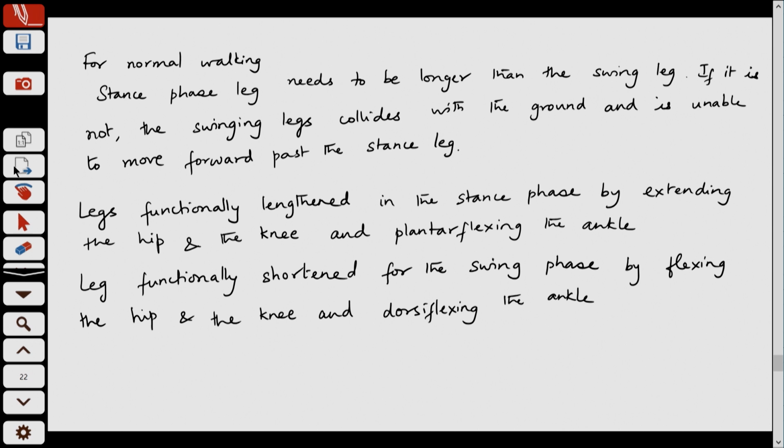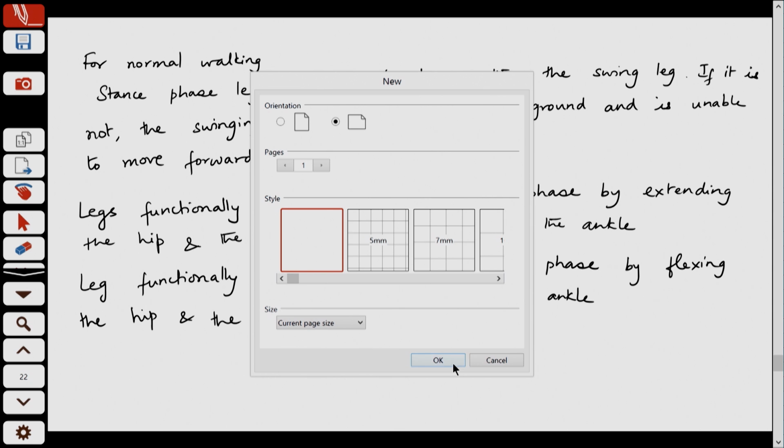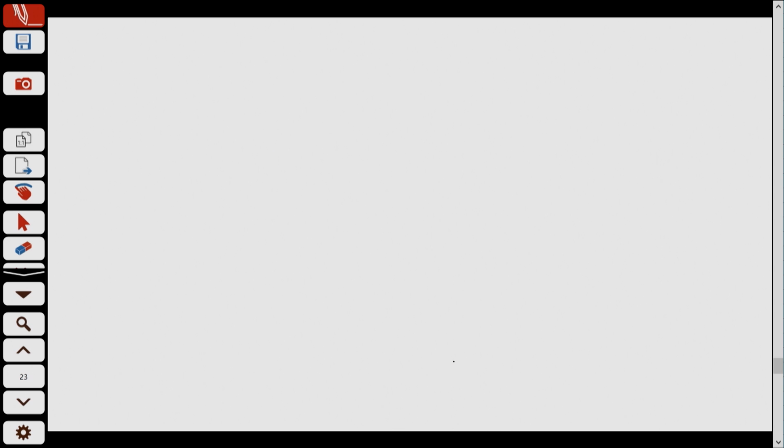And remember, the legs have to interchange their roles. So, they have to be able to do both. If they can do one and not the other, that is still a problem, because it is not as if one leg can be the stance leg all the time. The stance and swing legs keep alternating. Okay. So, there are various problems that could occur that could cause this kind of a functional leg length discrepancy.